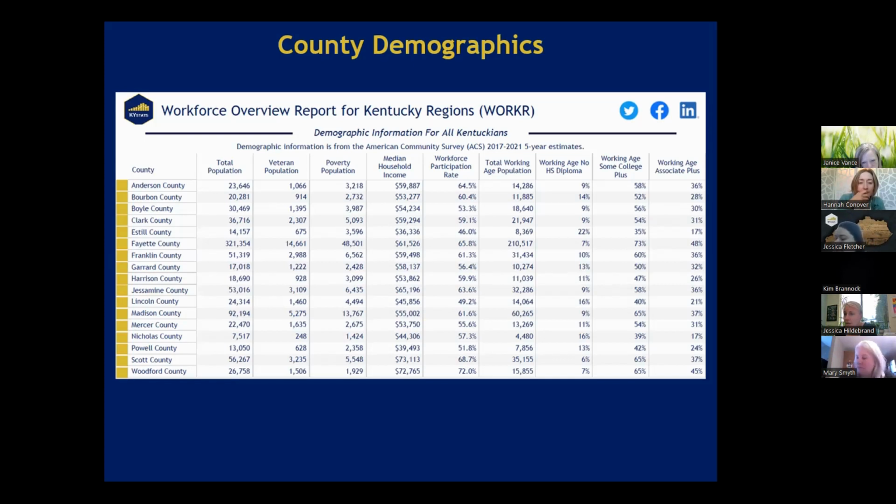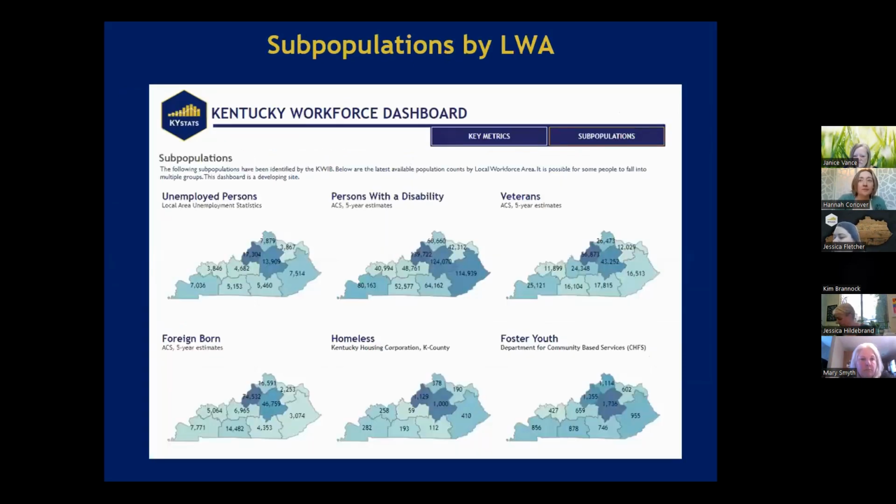So like I said, this is one of the great places to go if you're really just looking to drill down into certain metrics for a county. This is a great tool to access. The Kentucky Workforce Dashboard is very similar, but it also allows you to look at the local workforce area numbers for unemployed persons, people with disabilities, those in the homeless population, and really helps to pinpoint some of those numbers for you at the local level.